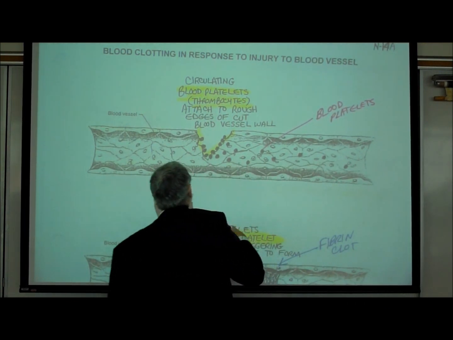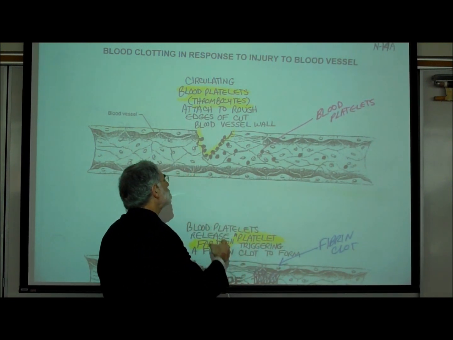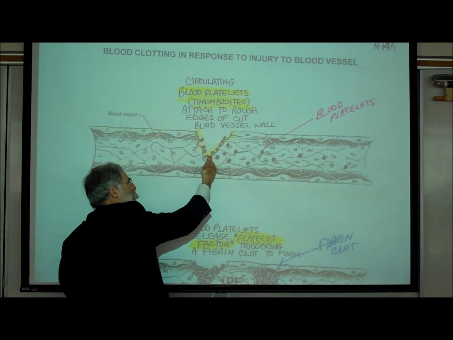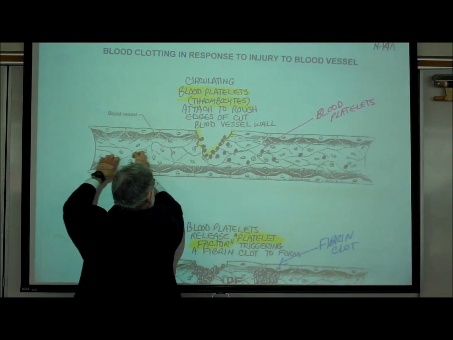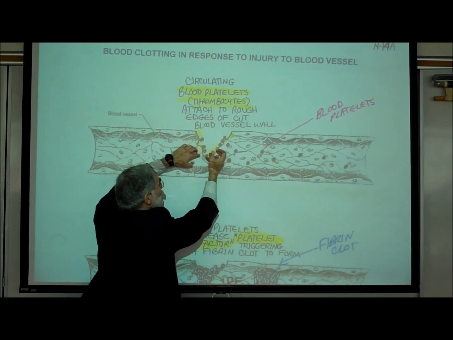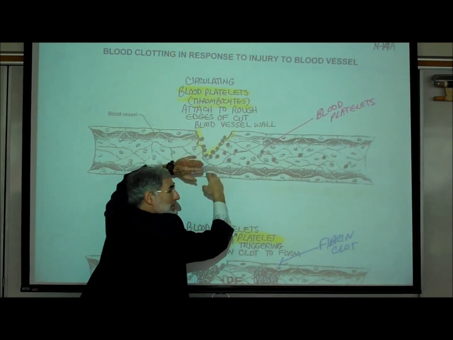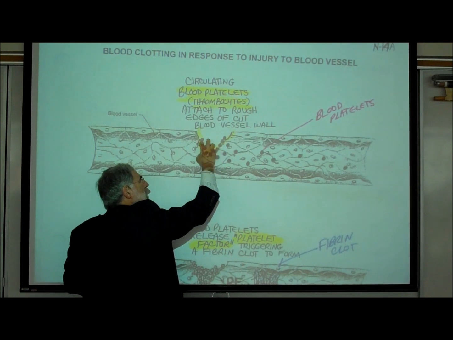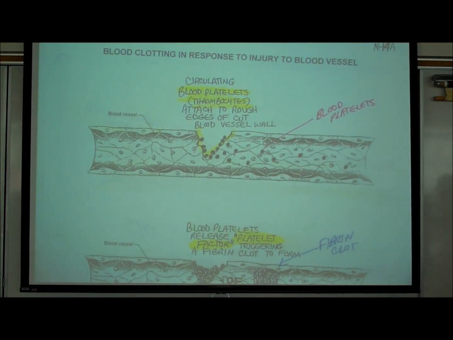Now, they are designed to attach or aggregate to rough edges. So when you cut a blood vessel, now you've got this rough edge. So these little blood platelets that are always moving through the bloodstream just start to attach or aggregate. Aggregate means to attach. They usually use the word aggregate. So they attach to the rough edges, and initially they form what's called a platelet plug.